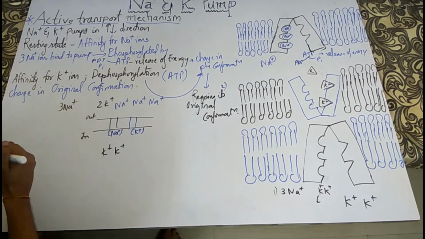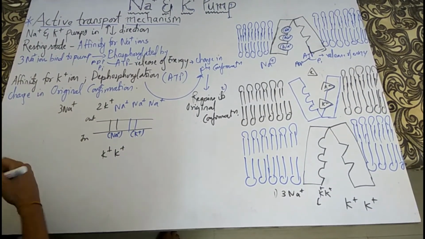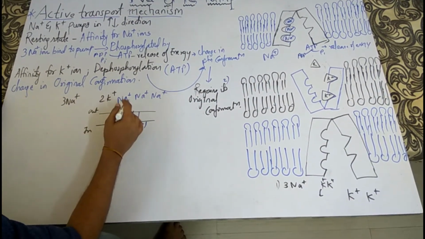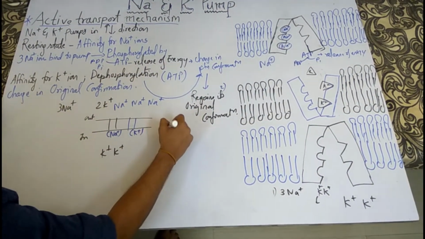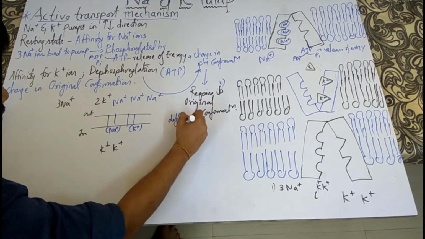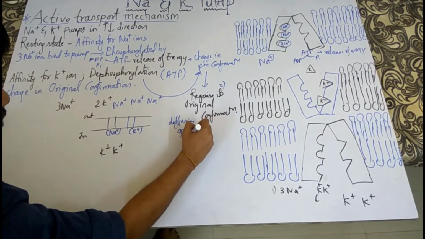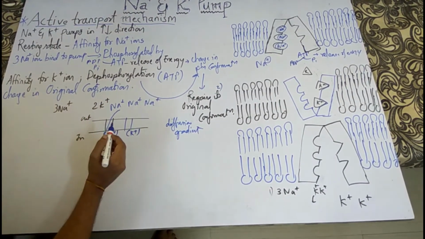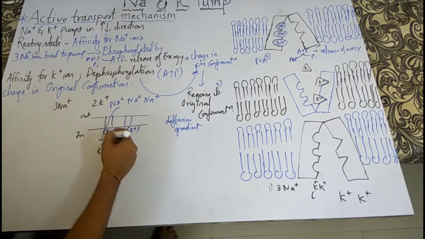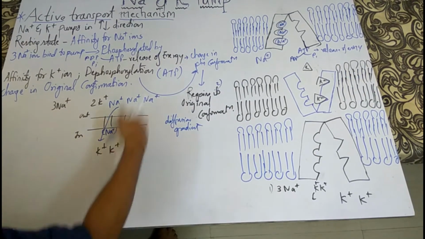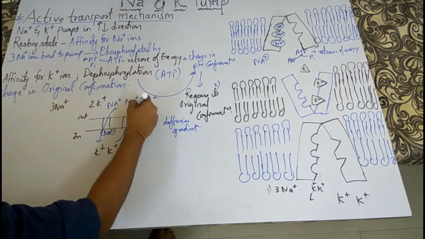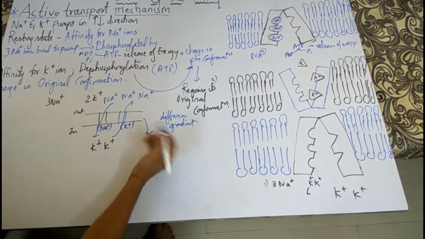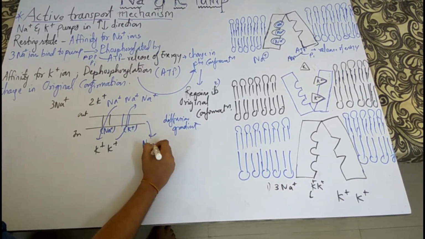So what happens as soon as there is a nerve impulse? Due to the increase in the concentration, there is a diffusion gradient. This is known as a diffusion gradient. Due to the diffusion gradient, there is an influx of the sodium ions, and simultaneously there is an efflux, or you can say a release, of the potassium towards the outside. And due to this, it leads to the nerve impulse.